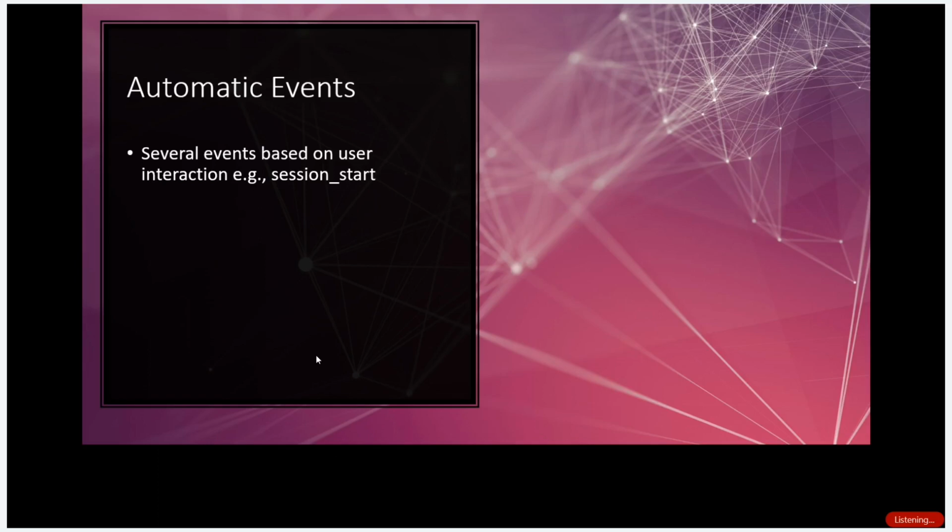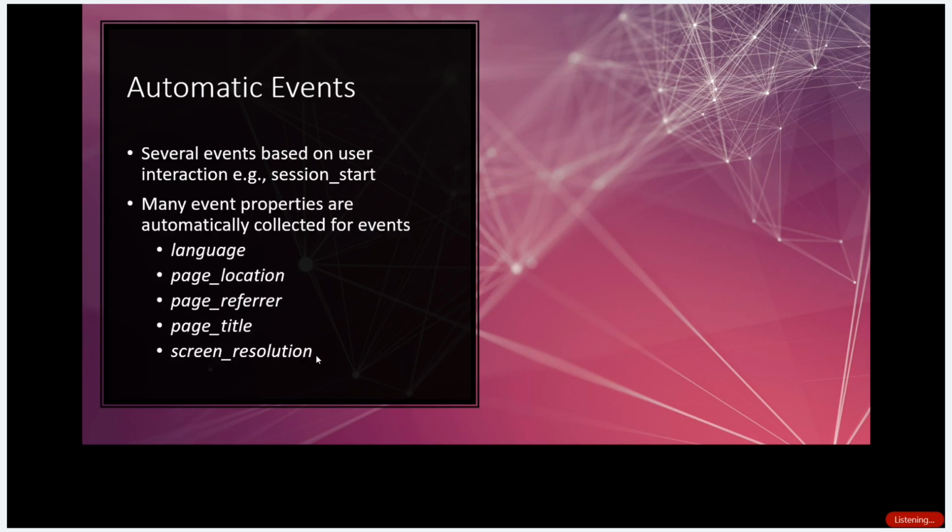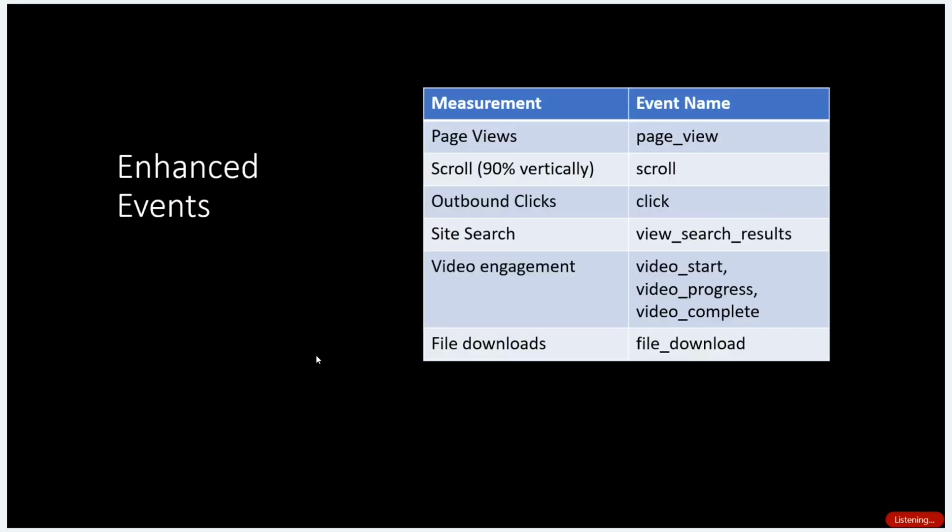An example is session start. Whenever a user lands on your site, a session start event gets triggered. When a user is on the page, it pings that, and an engagement event gets triggered. So think about every single thing that's happening on the site or app as tracked as an event. Many event properties are also automatically collected. We talked about this: language, page location, etc.